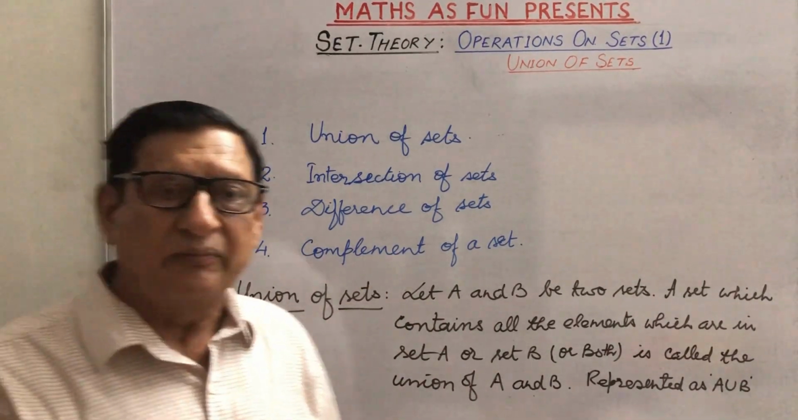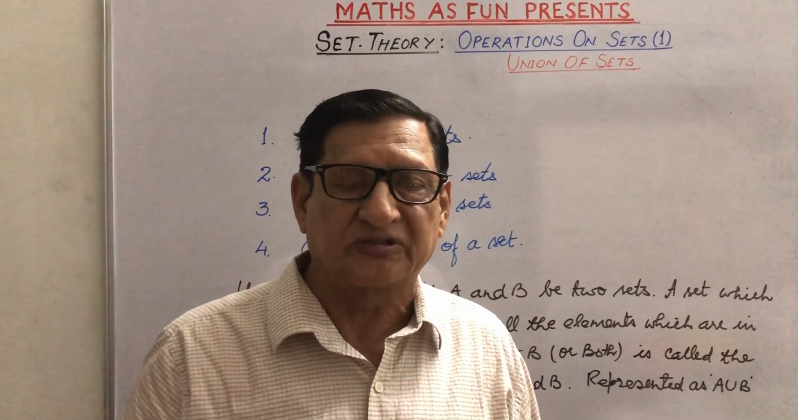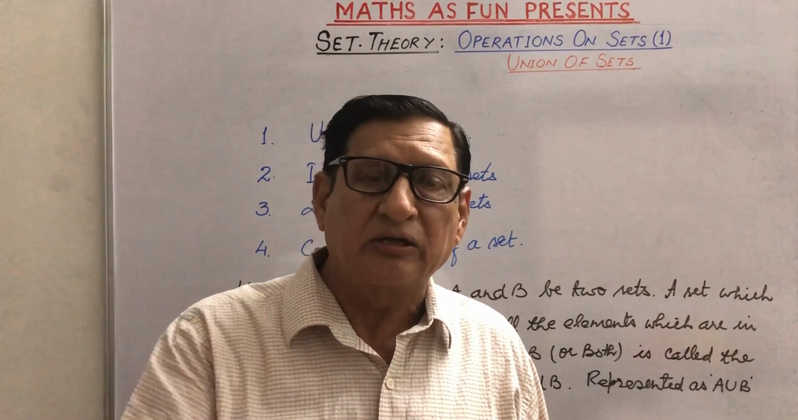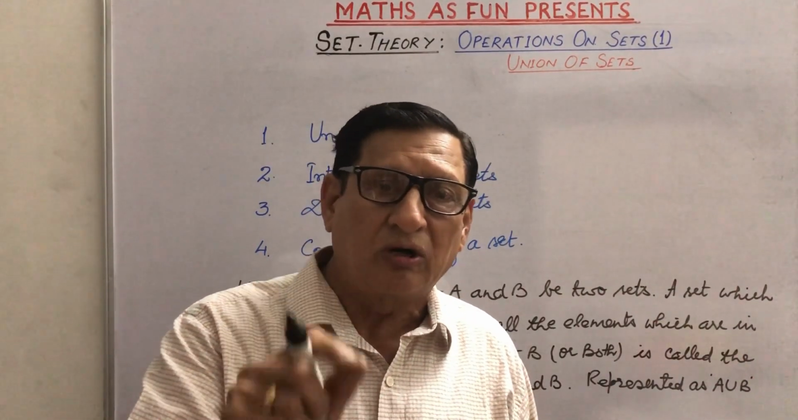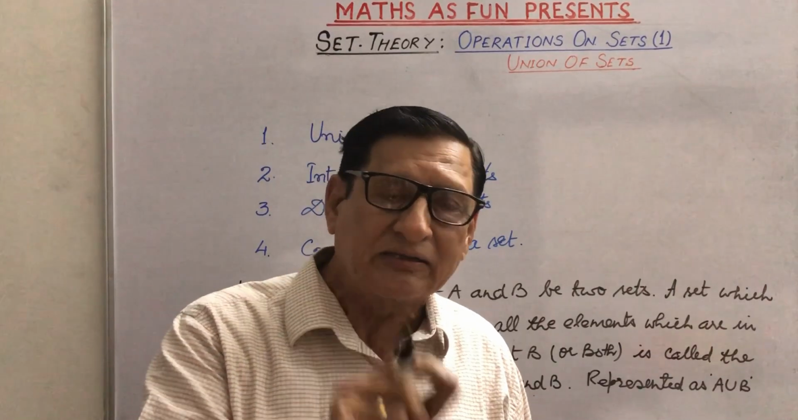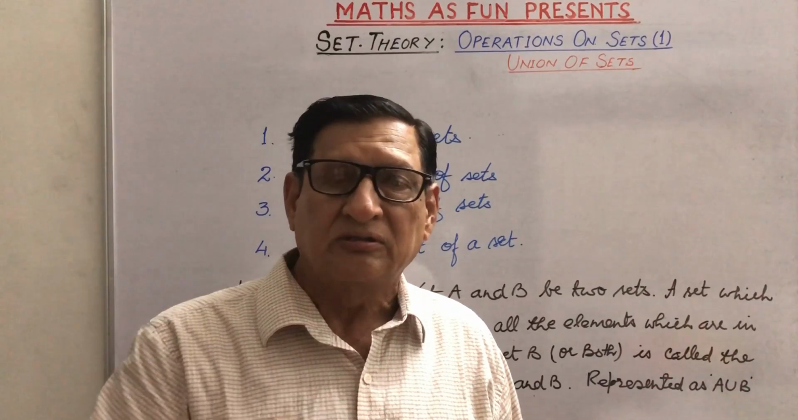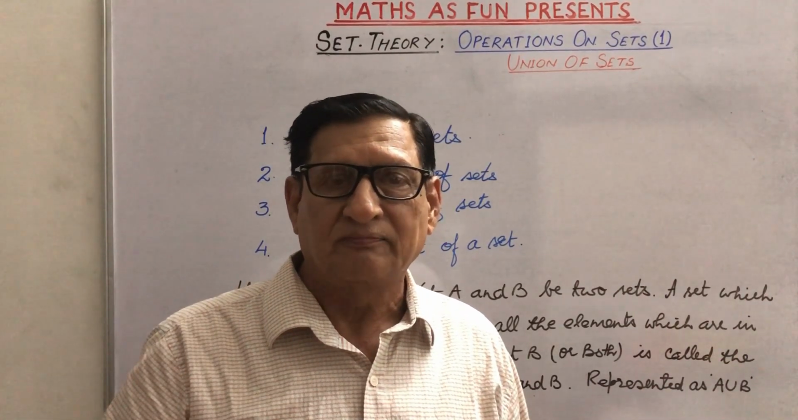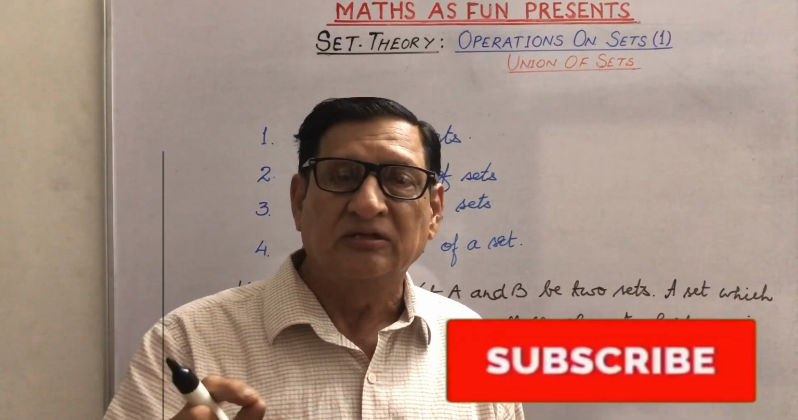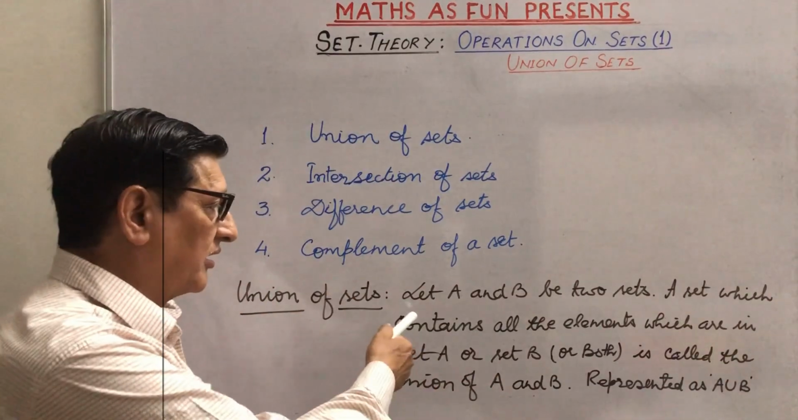In this video we will be learning about the union of sets. What is the union of sets? Suppose there are any two sets A and B, then the set which contains all those elements which are either in A or in B. It means the combined elements of both the sets is known as the union of sets A and B.